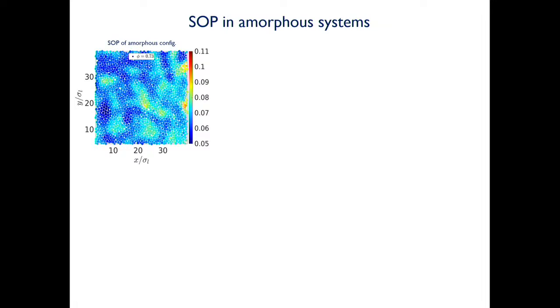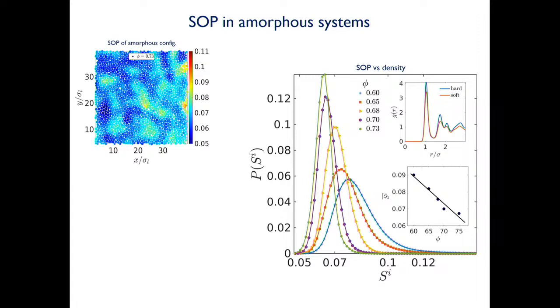We kill crystallization by taking a bidisperse system, and this is at a density of 73%. What we have done is we have essentially calculated the local-level softness, or the structure order parameter, for these particles. You can see that there are regions that are hard and regions that are soft. To characterize this in a better way, we can look at the distributions of the structure order parameter, or the softness, in our system. What you see here is, once again, as you increase the density, the curve shifts to lower softness or lower structure order parameter.